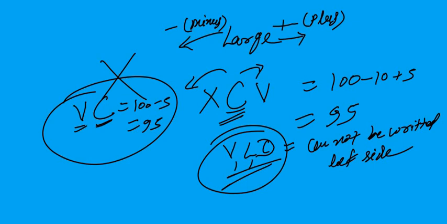Now our next rule is if a symbol of a smaller value is written to the left of a symbol of greater value, its value is subtracted. So this rule we have already completed here. Our fifth rule is the symbols V, L and D are never written to the left. This one is also repeated, and V, L and D are never subtracted. So these are the four to five rules.